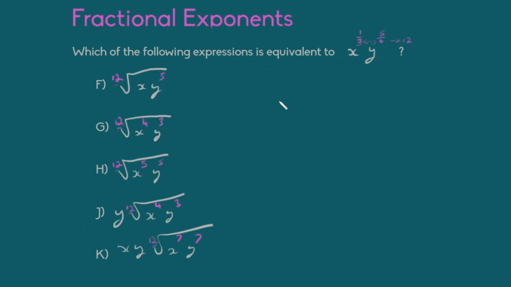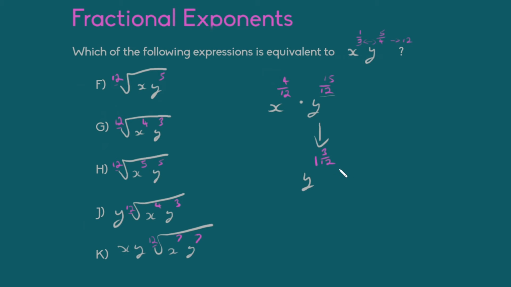So x to the 1/3 can be written as x to the 4 over 12 if we multiply both the top and the bottom by 4. And y to the 5 over 4 can be written as y to the 15 over 12 if we multiply both top and bottom by 3. So we have x to the 4 over 12, y to the 15 over 12. The next thing to note is 15 over 12 is a top-heavy fraction. So immediately we need to rewrite that as y, and we have 1 and 3/12.